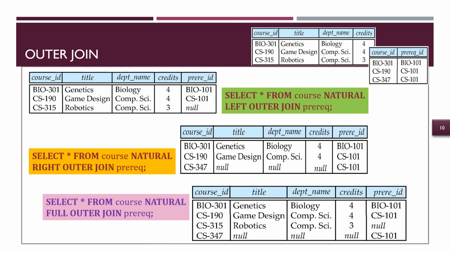Now let us perform the right outer join between these two tables. Select star from course natural right outer join prerequisite.